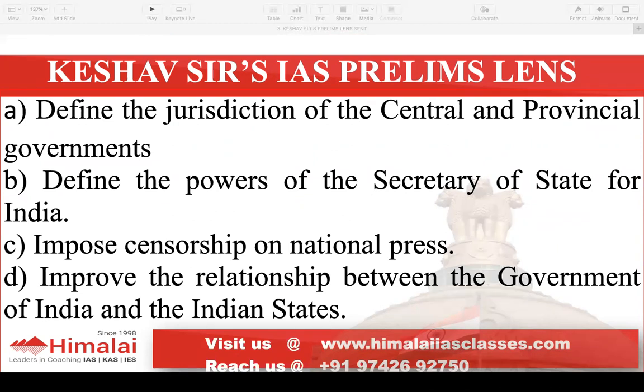1927 was the time when Simon Commission came into India. The relation between India and British had soured. So Butler Committee was trying to improve the relationship between the Government of India and the Indian states. So here the correct option would be D.